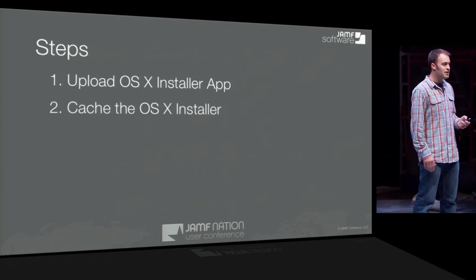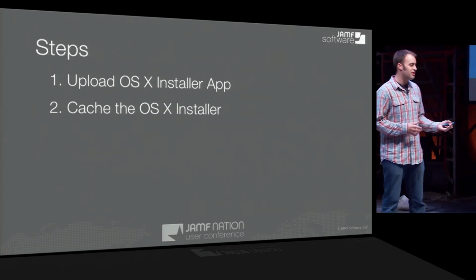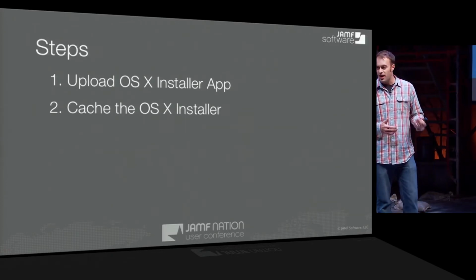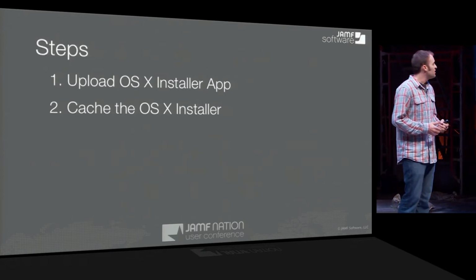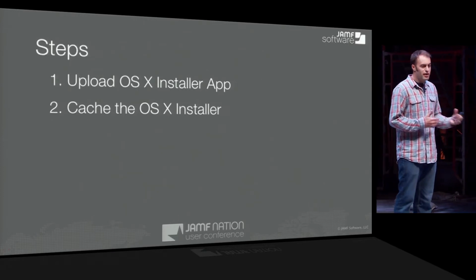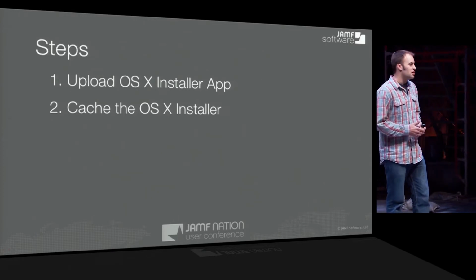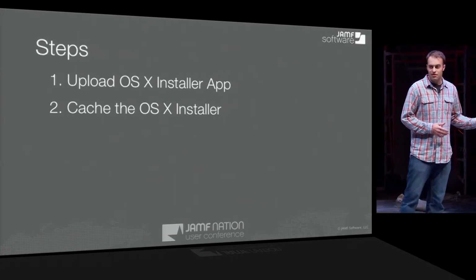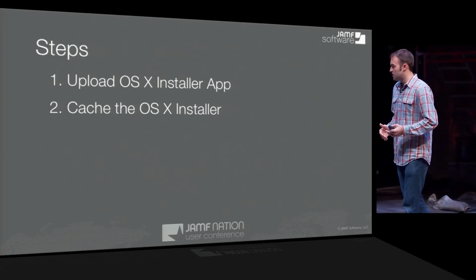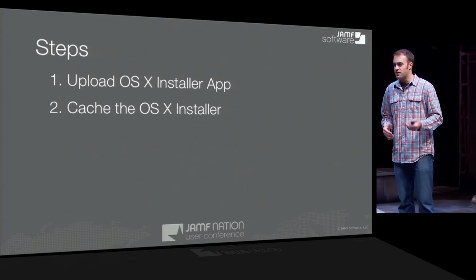The second step, and this is optional, is caching the installer. These things are big. It's about 4.5 gigs, as you've seen from the Mac App Store. We need that entire 4.5 gigs on the devices. So we're going to show you how you can set up a policy to cache that down to your users. So it's all there, and it's very quick when they actually hit the install button.